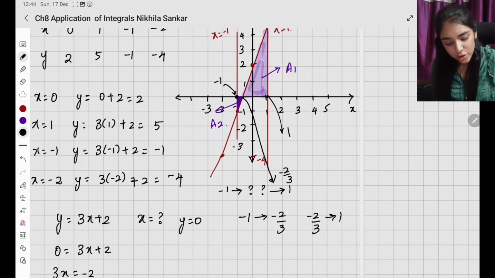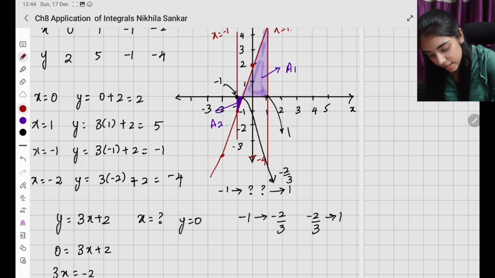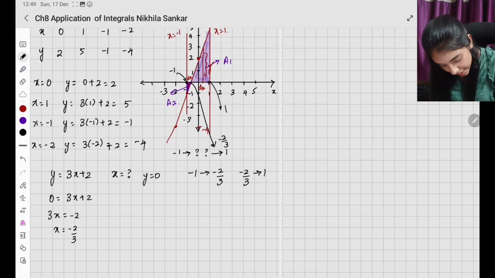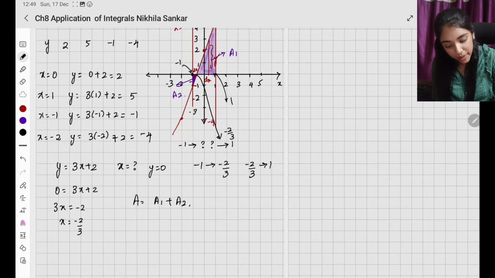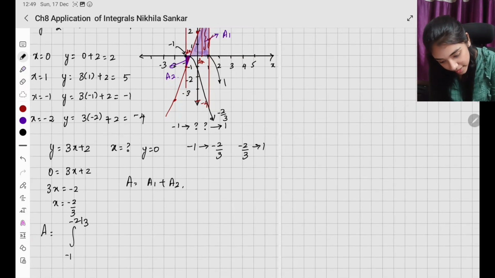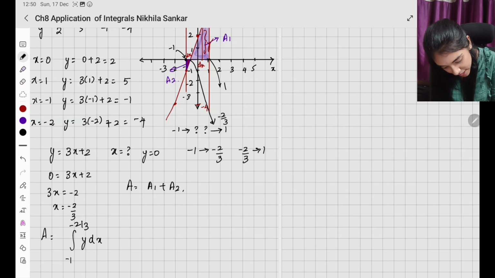Okay, and I'm going to take two different strips. So in this place I'm going to take a strip which is going to be dx, and in this place a strip which is going to be dx times y. So my total area is going to be A1 plus A2, right? Now where does A1 travel from? So my area A1 is traveling from minus 1 to minus 2 divided by 3 of y times dx, plus the second integral from minus 2 by 3 to 1 of y into dx.